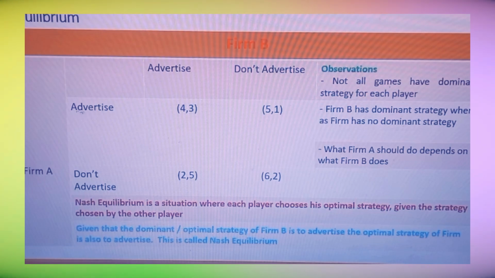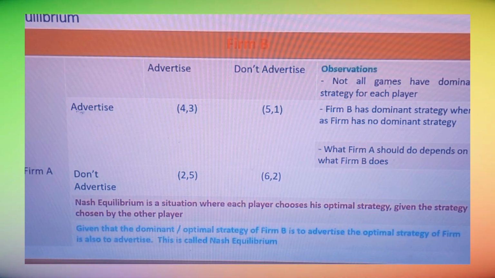If firm B doesn't advertise, firm A has a higher benefit, which is 6, and firm B has only 2. And if firm A doesn't advertise, the payoffs are 2, 5. If firm A advertises and B also advertises, the benefits are 4, 5. So firm A does not have a dominant strategy in this case.